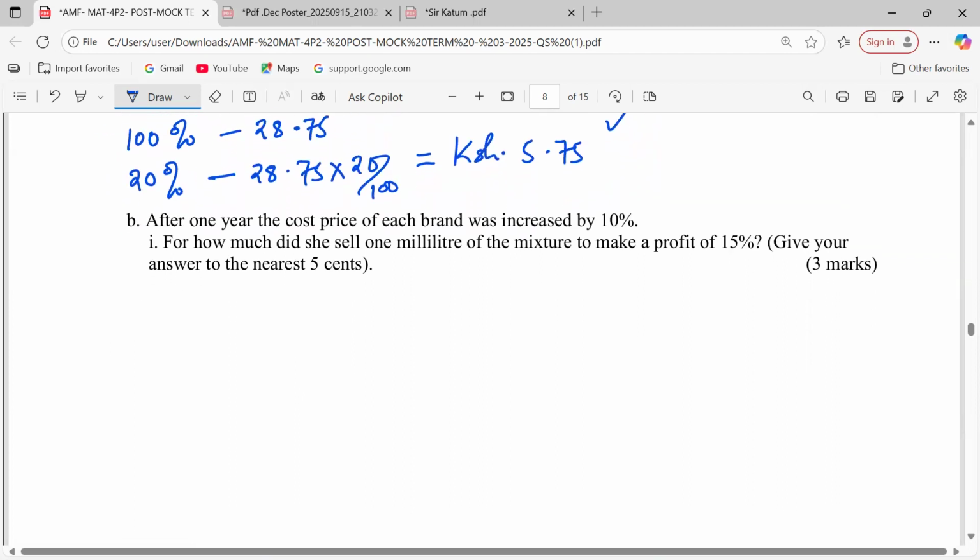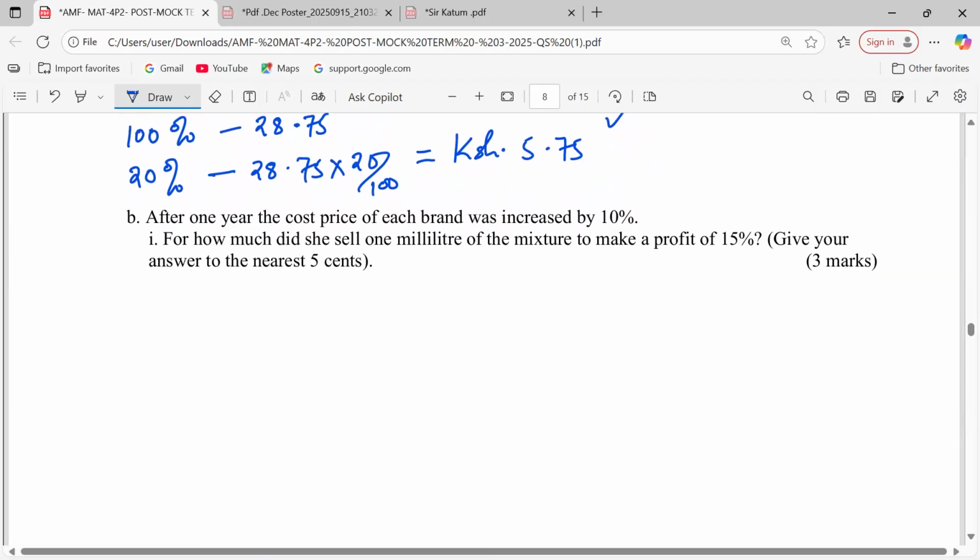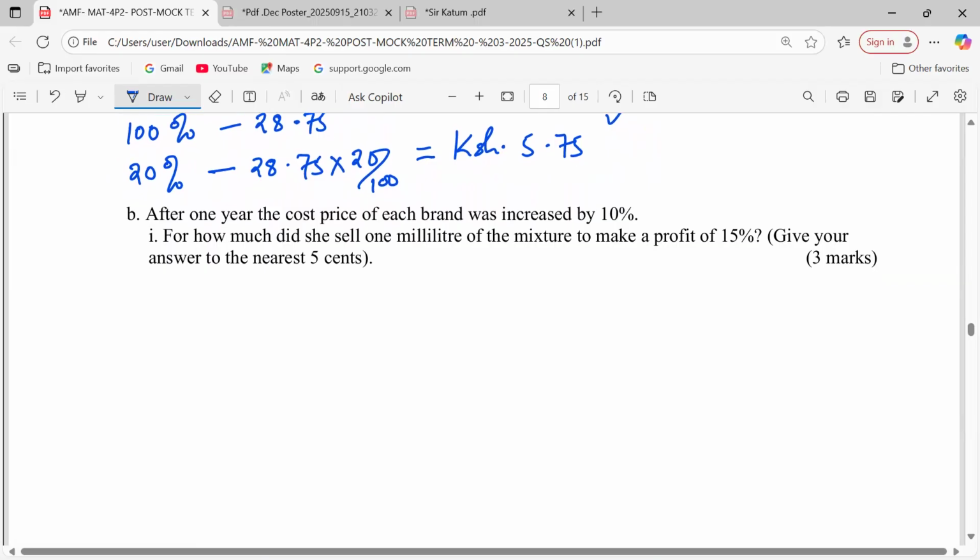Part B, together. After 1 year, the cost price of each brand increased by 10%. For how much did she sell 1 millimeter of the mixture to make a profit of 15%? Give your answer to the nearest 5 cents.